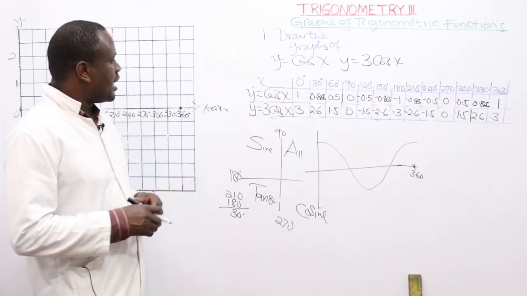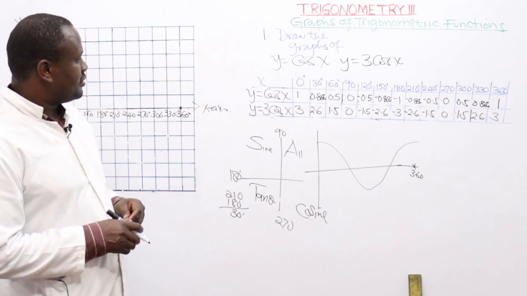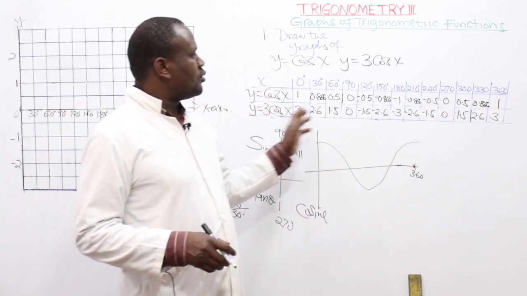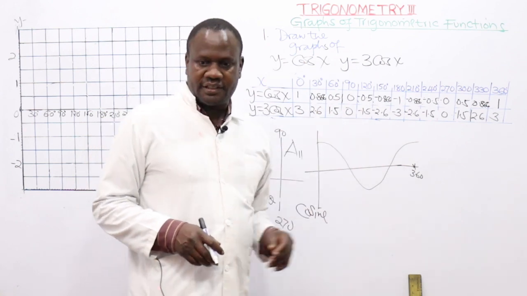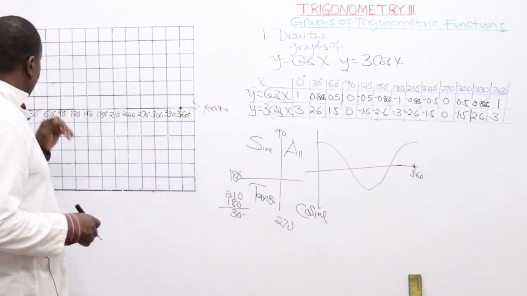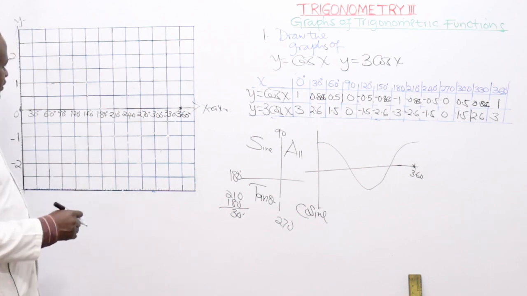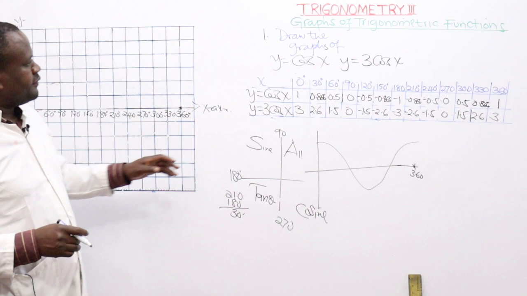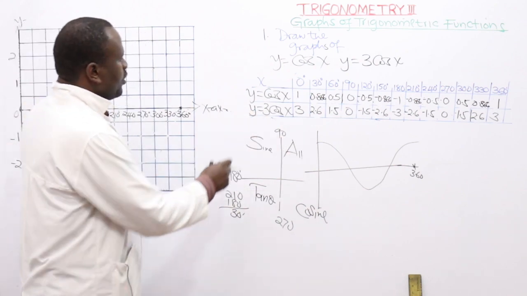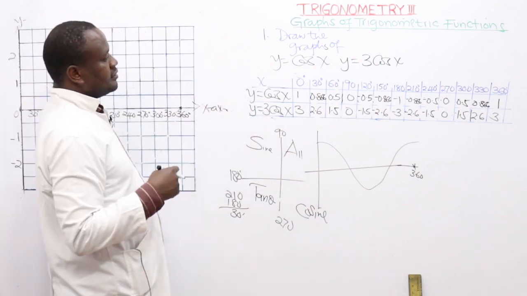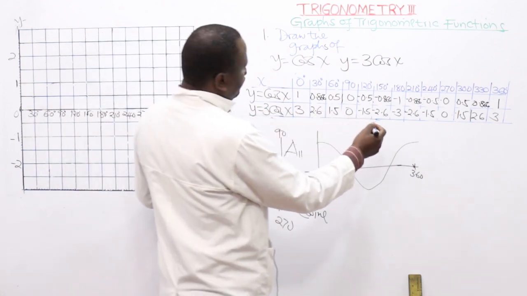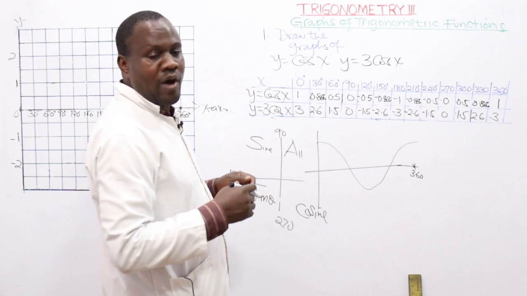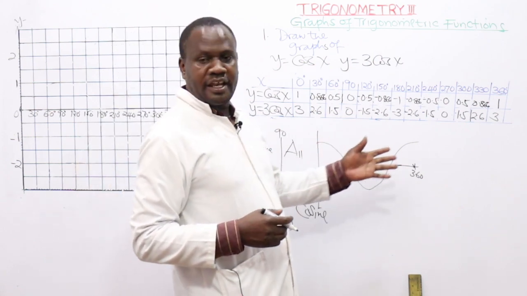So we are going to see how we plot these values. First, along the x-axis, we have angles 0 to 360. So the angles are already there. You have written them. So all you have to do is to identify the value of y on the y-axis. The highest value for y is equals to cos x is 1, and negative 1.